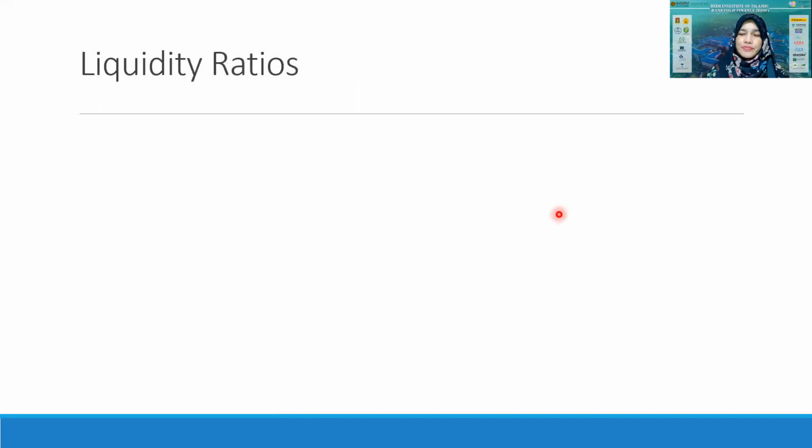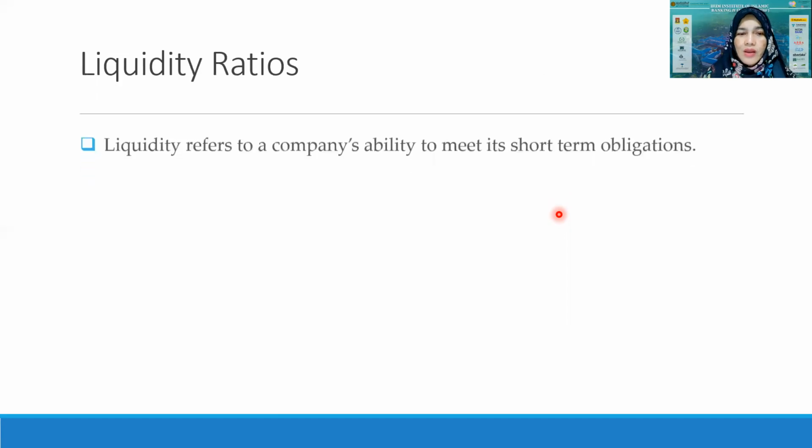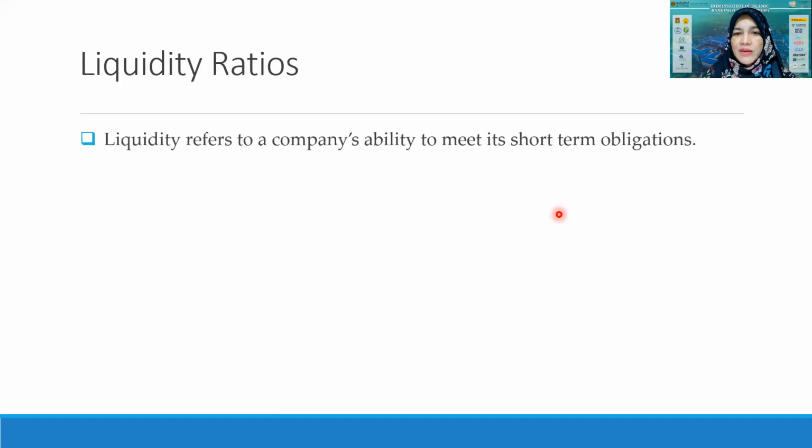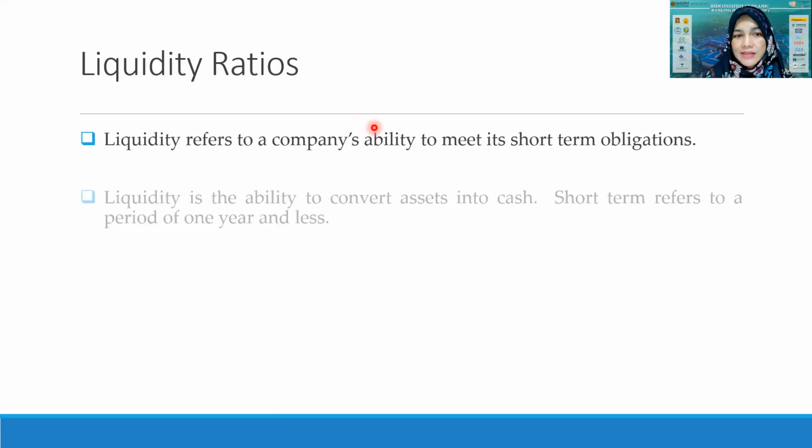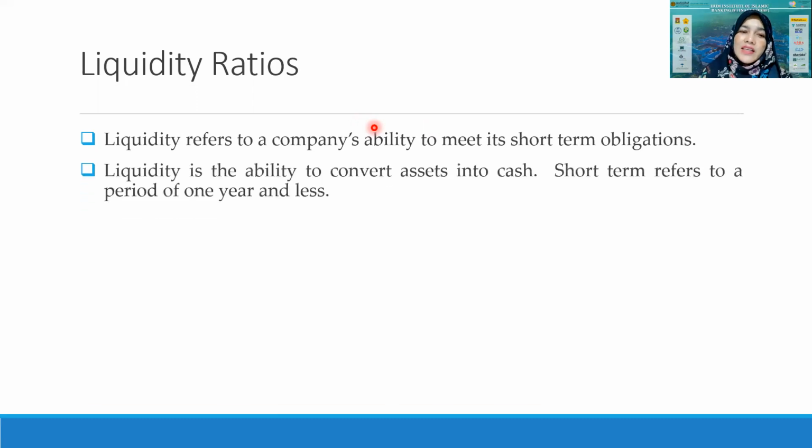Okay, now is the second category of ratio, which is known as liquidity ratio. Liquidity ratio refers to the company's ability to meet its short-term obligation, short-term liability, short-term debt. So it is measuring the ability of the company to pay off its short-term debt. Liquidity is the ability to convert assets into cash.